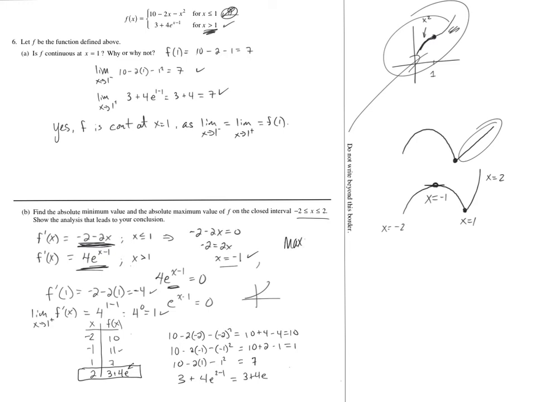So our absolute max value is 3 plus 4e, and our absolute min value of the function is the smallest of those guys, which is 7, which occurs when x is 1. That's all you need.